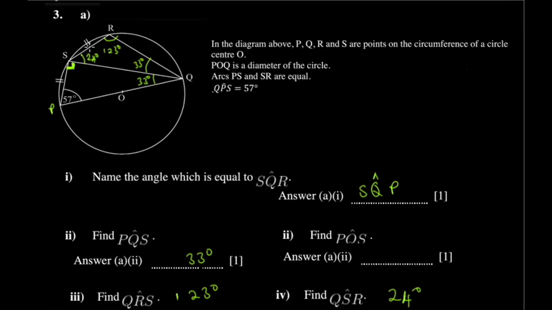The trick here, this is actually a common question, was knowing that when the arcs are the same, the chords are also the same, and the angles that the chords subtend on the circumference are also the same, and then done. Okay, let's move forward.